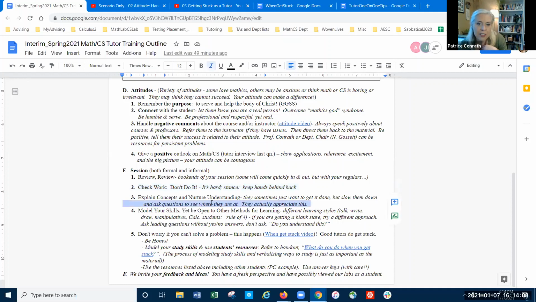Explain concepts, nurture understanding. Sometimes they want to get it done, but slow them down. Ask questions to see where they're at, and they really will appreciate this. So you are going to have some people who are just wanting to come in and get it done.